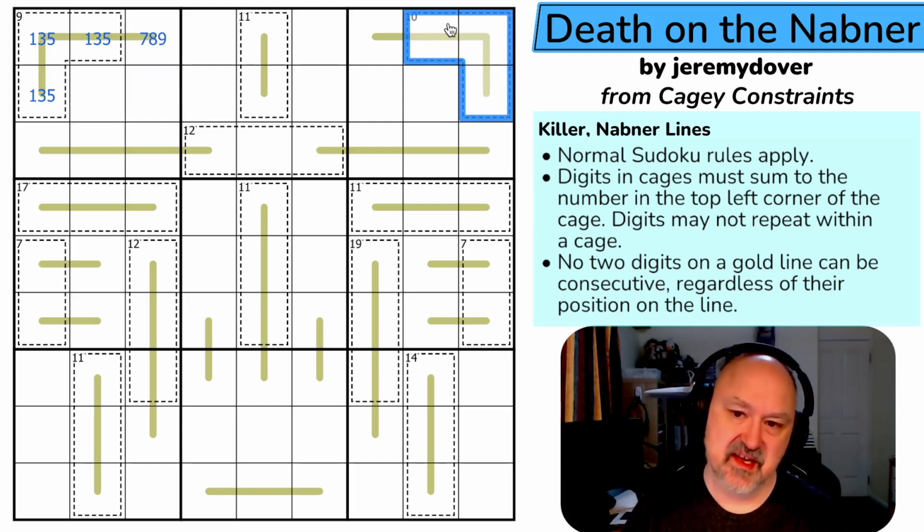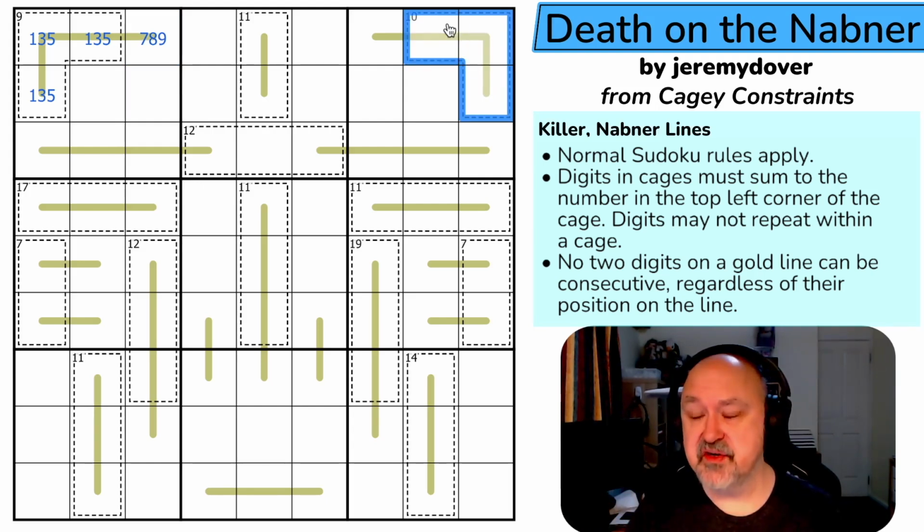Now, what about this 10 cage? If I don't do a 1, the minimum would be 2, 3, 4. I'd have to increase one of those digits by 1, and it'd be 2, 3, 5. So, basically, if I didn't include a 1, I'd have 2. The next minimum digit I'd have would be 4, because I couldn't use 3. The next minimum digit I'd have would be 6, and 2, 4, 6 is 12. So there must be a 1 in this cage.